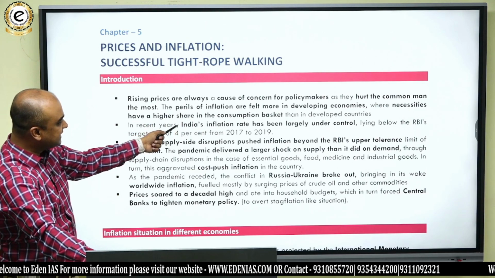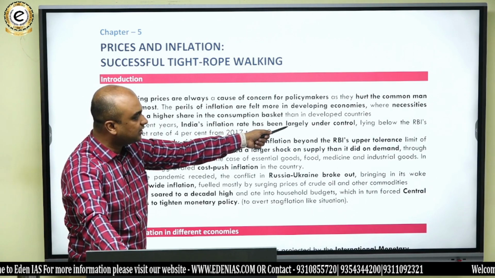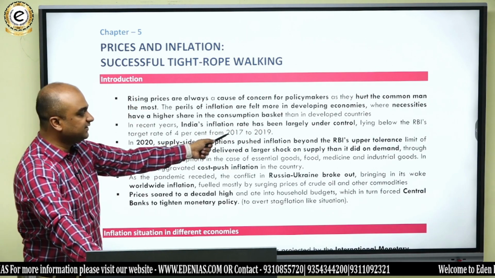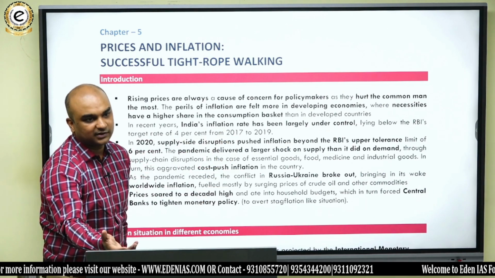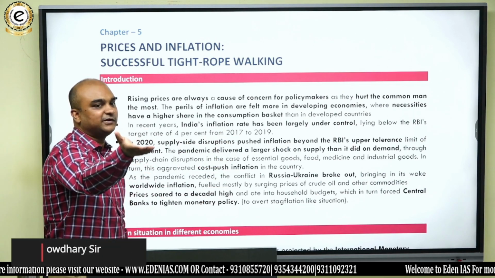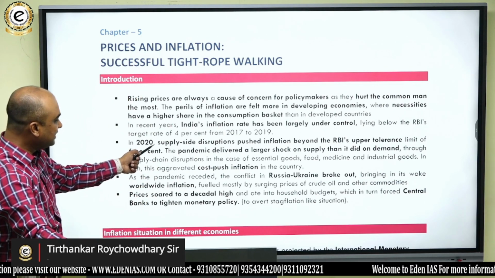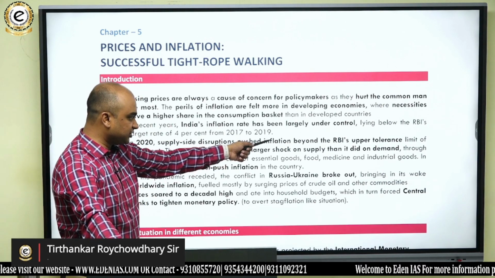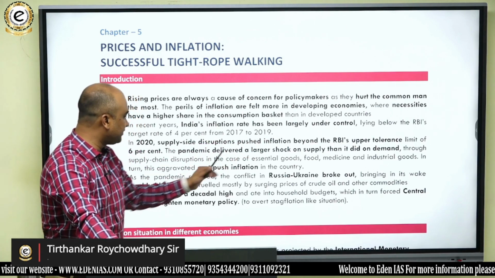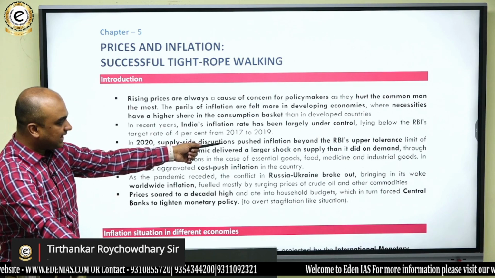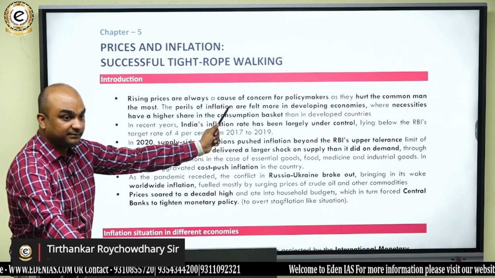In recent years, India's inflation rate has been largely under control, lying below the RBI's target rate of 4% from 2017 to 19. But उसके बाद कोरोना आ गया, आपको पता है, and because of it, the inflation breached the 6% mark, but it has come down drastically. In 2020, supply-side disruptions pushed inflations beyond the RBI's upper tolerance limit of 6%. The pandemic delivered a larger shock on supply than it did on demand.